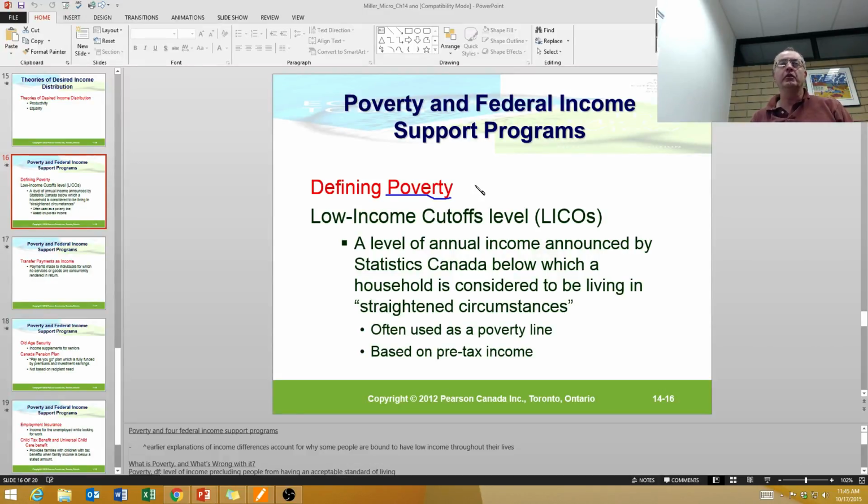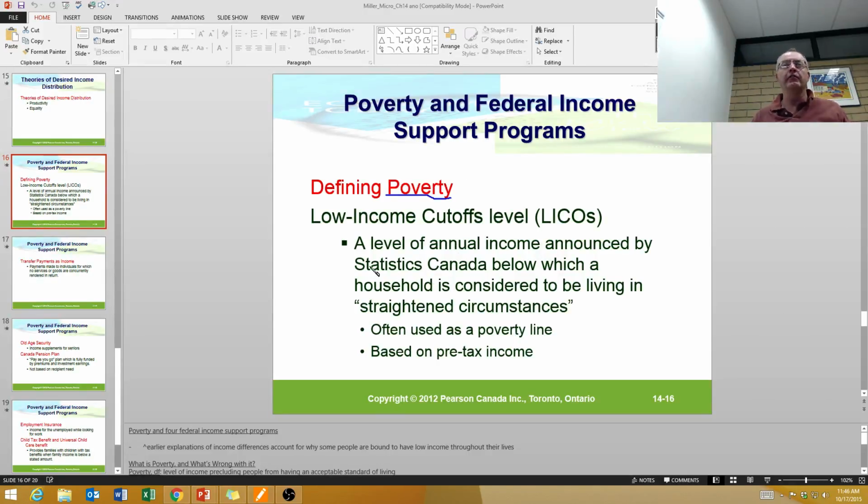And so the question is, what is poverty? And secondly, what's wrong with poverty? Like, why is there something wrong with poverty? So what is poverty in general? In general, poverty is a level of income that's so low that it prevents people from having a quote-unquote acceptable standard of living. And in Canada, we don't have any single absolute dollar value definition of poverty.